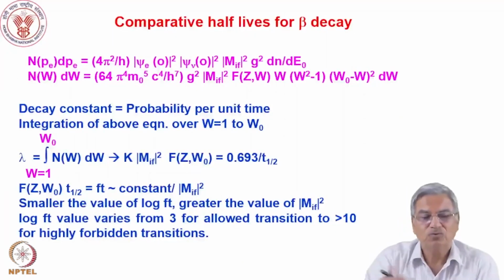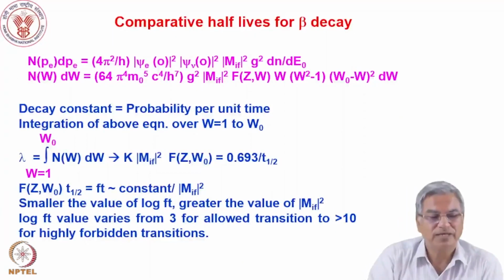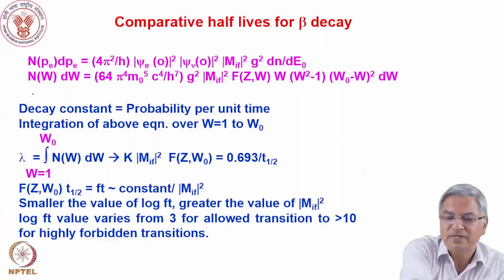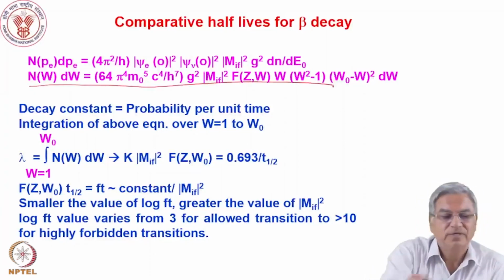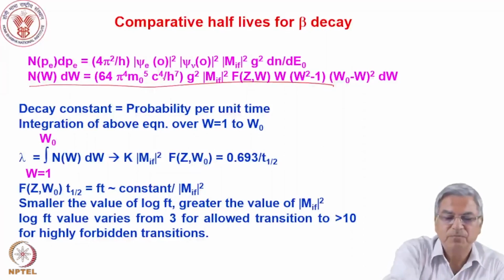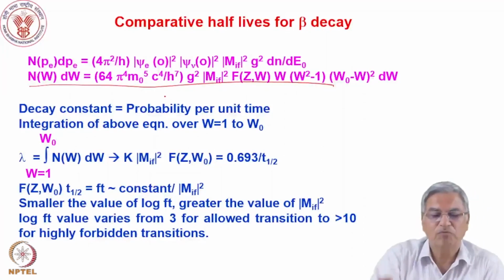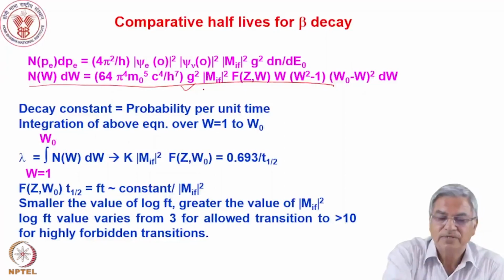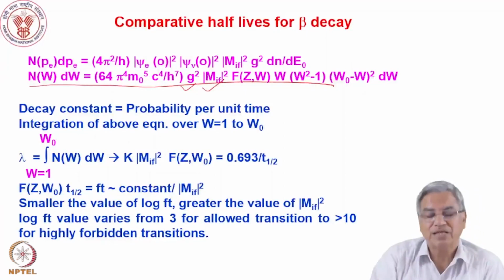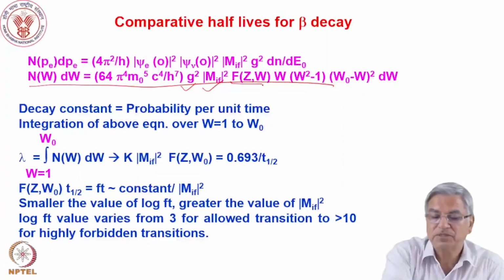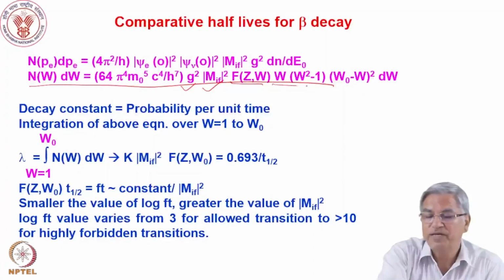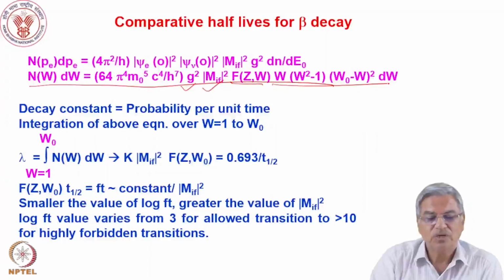Now let us see how to compare the half-lives for beta decay. Again the same expression I am writing in more detail. N(W) dW is the term which came from the momentum space, the G factor, the transition matrix square, the Coulomb correction factor, and the W energy factors. Now the decay constant, as we discussed previously, lambda, is nothing but the probability of decay per unit time. Probability of decay of an atom per unit time.